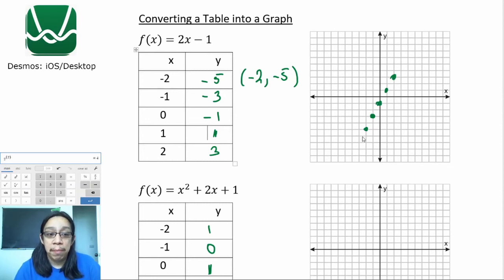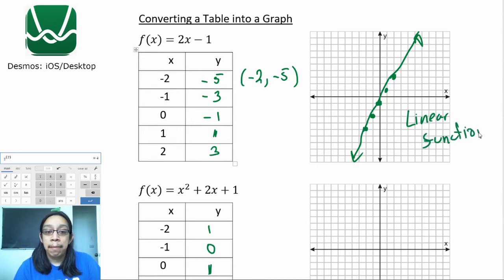Notice what kind of shape they make. They make a line. Hopefully your lines are better than mine. So this is going to be a straight line. Now this is an example of what we call a linear function, because it creates a line graph. Let's go ahead and see what other functions we can make out of this.